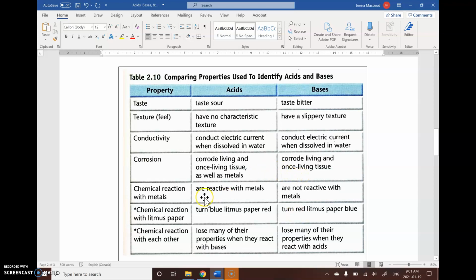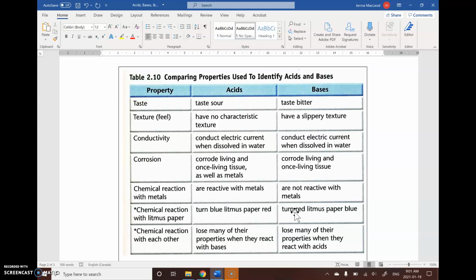Chemical reactions with metals. Acids are very reactive with metals, where bases are not. Chemical reaction with litmus paper. Now, litmus paper is an indicator. It's like a piece of paper, and you dunk it in, and it turns color depending if it's an acid or a base. If you dunk blue litmus paper in an acid, it turns red. If you're considering it being a base, you take red litmus paper and it will turn blue.